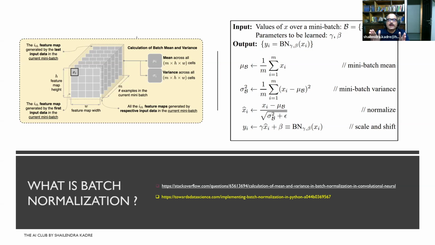And suppose you have divided 1 million total records into 1,000 batches. So we'll do batch normalization 1,000 times, because it is done once for a batch. Each batch is a separate input, right? So now we are dealing with batch number 1.